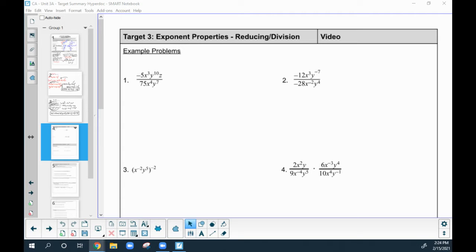We are now going to move through our Unit 3 Target 3. Again, exponents, but now you'll notice we're doing reducing and division. So with multiplication, remember, when we multiplied our variables and they had powers, we just added the powers. But now that they're divided, one of the quick rules is we can subtract them.